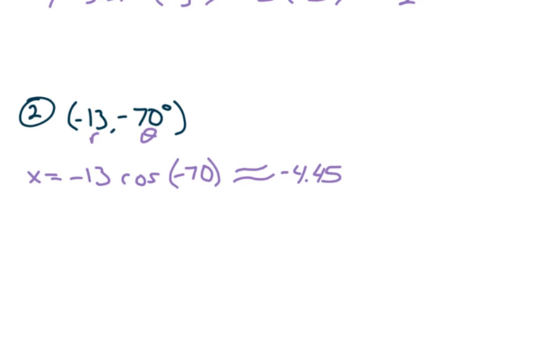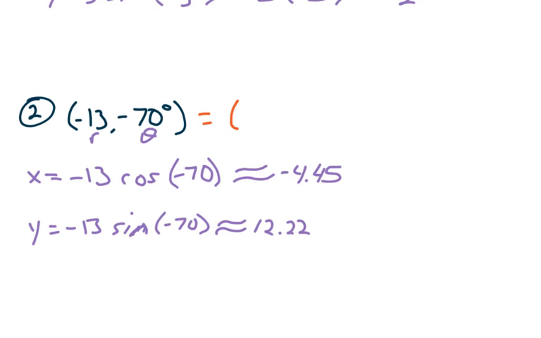4.45. Okay? And then for the y value, y is equal to our r value again, negative 13 times the sine of our angle, negative 70. Once again, staying in degrees. And that's going to be approximately 12.22. Okay, so really we just need to write our ordered pair then. So this was polar. Now we're writing it in rectangular form, so it's going to be negative 4.45 comma 12.22.